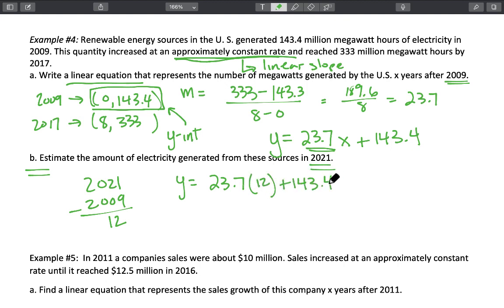All right, we're going to punch that into our calculator, let our calculator do that work, and we're going to get approximately 427.8 million megawatt hours. Don't forget your units. It's very important, especially when you're doing math.